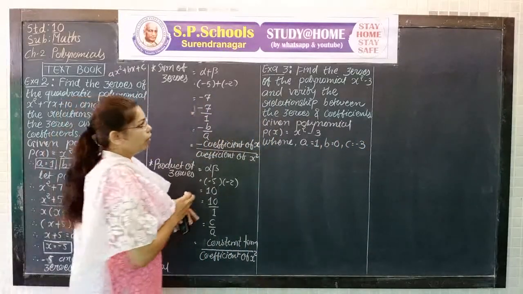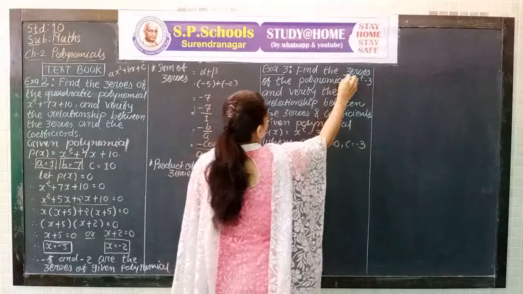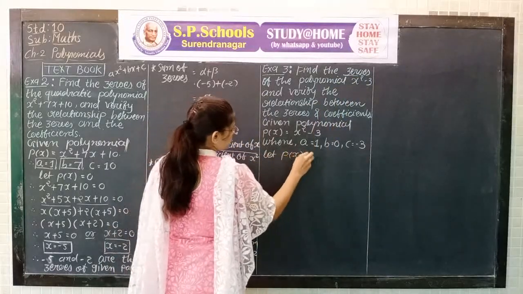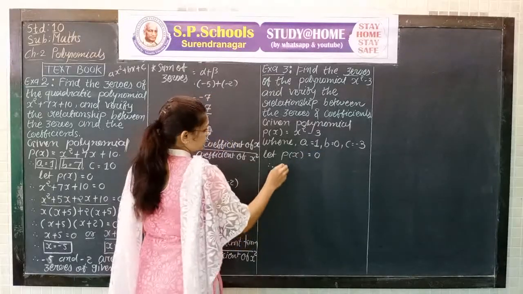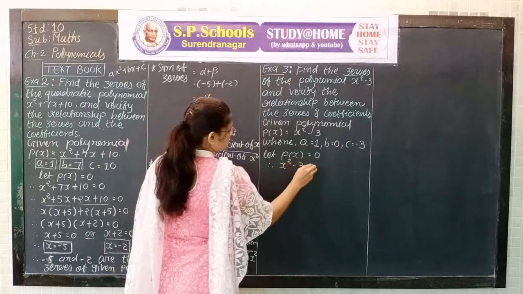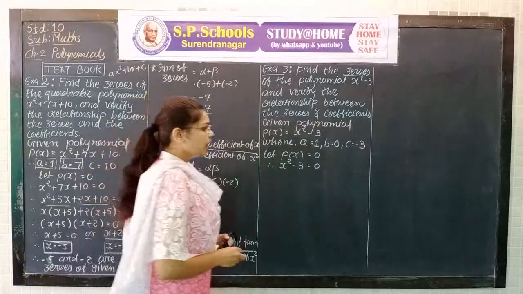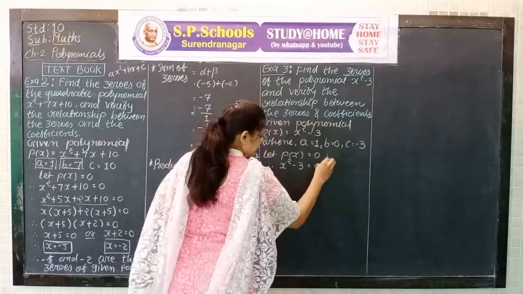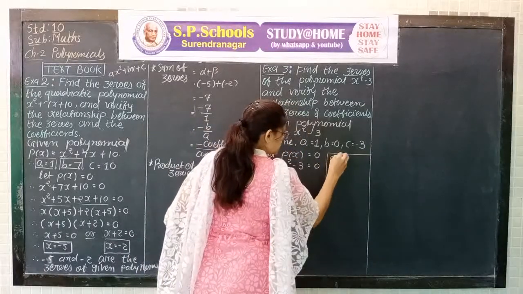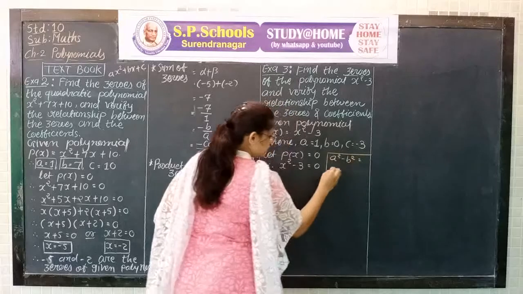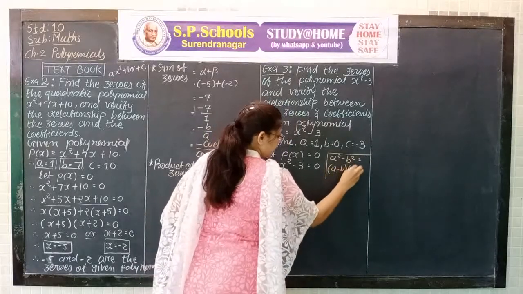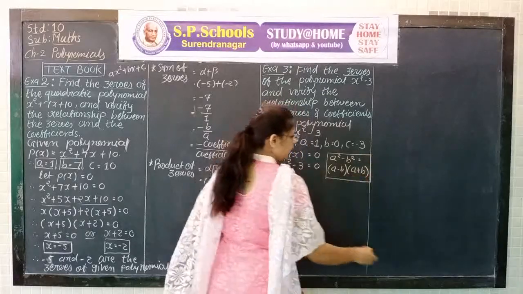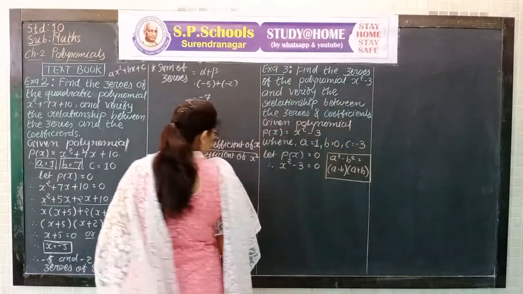Now we go for finding the zeros of the given polynomial. Let p of x is equal to 0, where p of x is equal to x square minus 3 is equal to 0. Here we apply one identity. Identity is a square minus b square is equal to a minus b in next bracket a plus b. Keep in mind this identity.